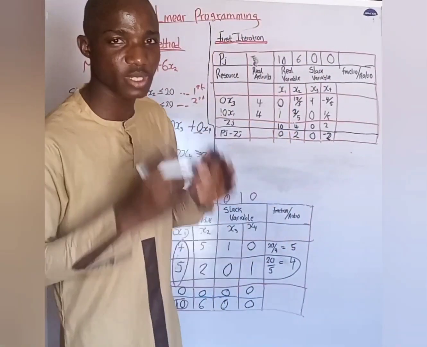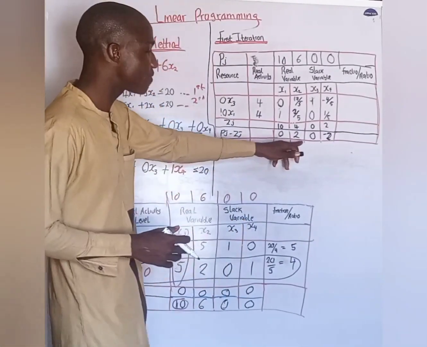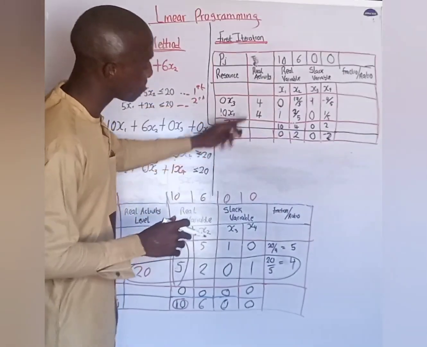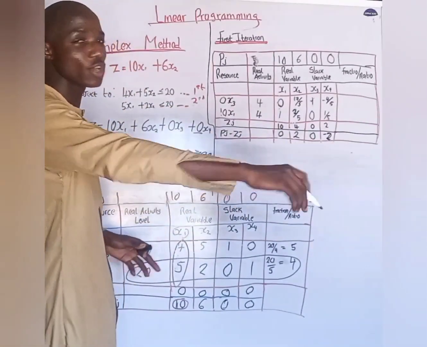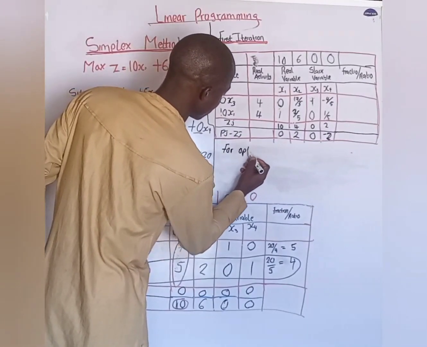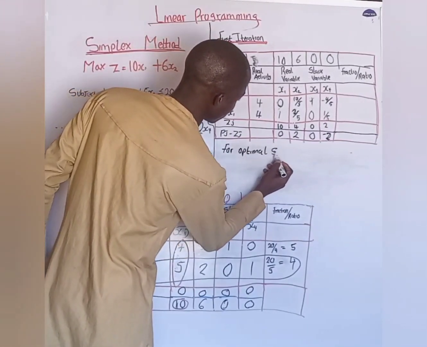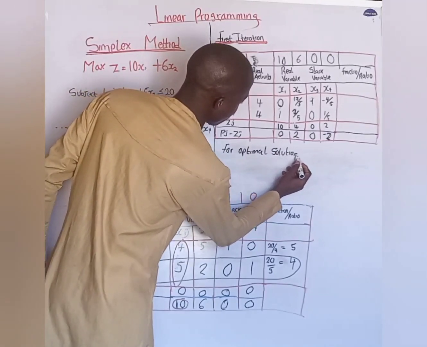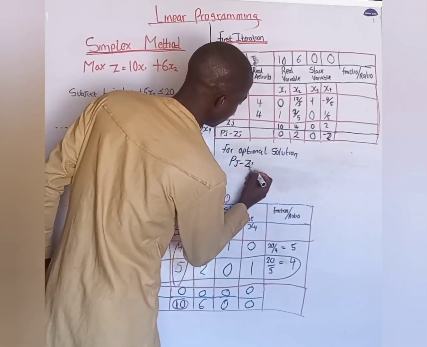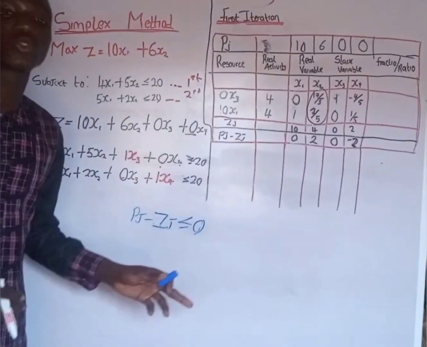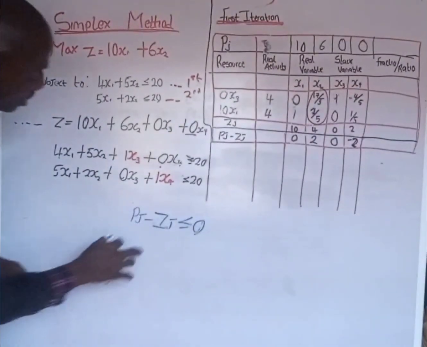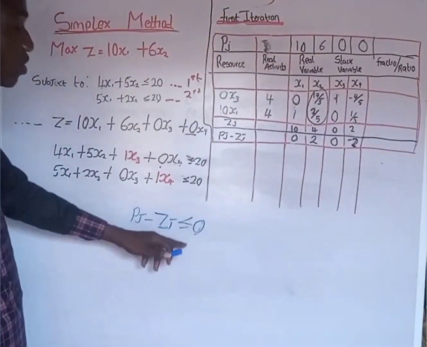We have not gotten our optimal solution because, for us to attain an optimal solution, this Pj minus Zj must be less than or equal to 0. That is, for optimal solution, Pj minus Zj must be less than or equal to 0. For us to say that we have already obtained the optimal solution, the value of Pj minus Zj must be less than or equal to 0.